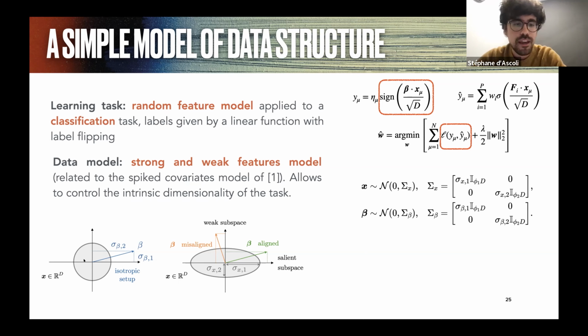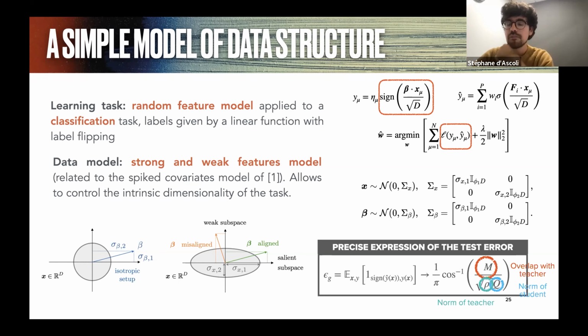So just to summarize, we have three setups. We have our isotropic setup of before, where the input space has the same variance along all dimensions. And then we have this strong and weak features model, where we can either put the ground truth in the strong space or the weak space, which is aligned and misaligned.